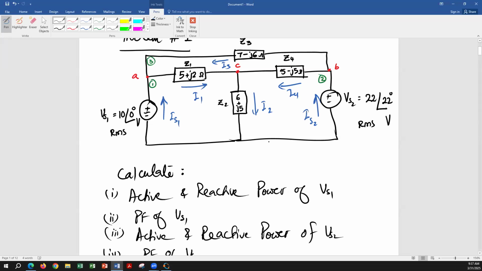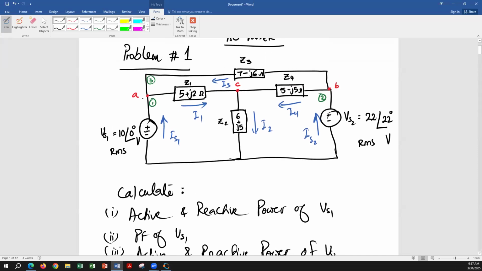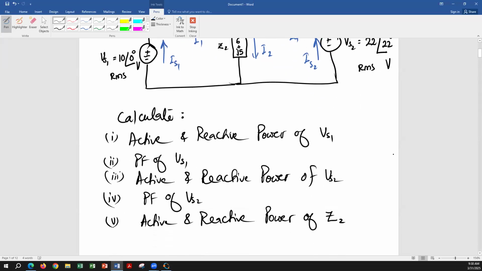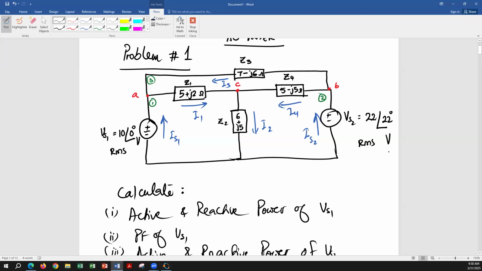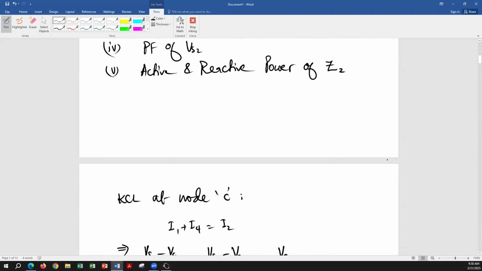So what if I apply KCL at node A? What is going to be my result? No. KCL. Okay, so we need to know IS1, so IS1 is equal to I1 minus I3, because IS1 plus I3 is I1. So IS1 is equal to I1 minus I3.